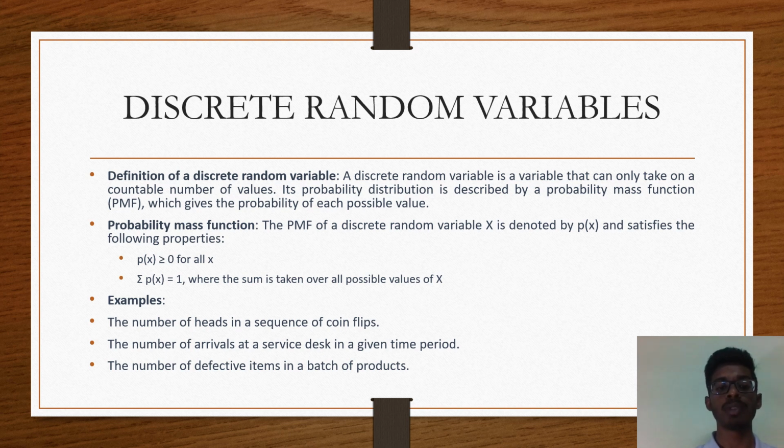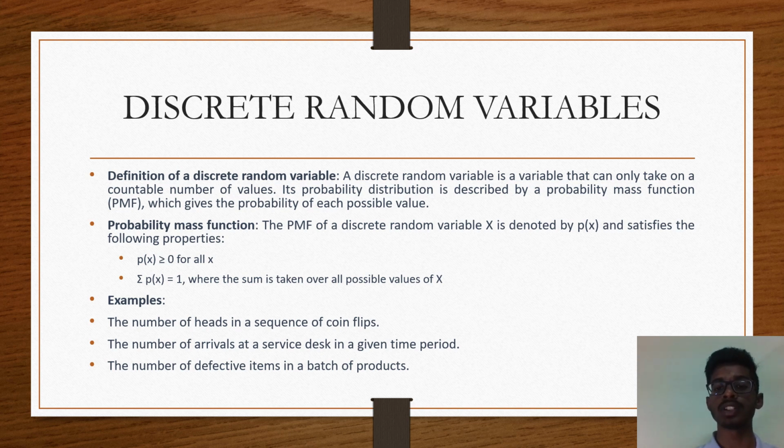And sigma p of x equals 1, where the sum is taken over all possible values of x. It means the second condition is nothing but the classical definition of probability. The sum of all probabilities of the uncertain events should be 1. Now let us have a look at examples of discrete random variables.